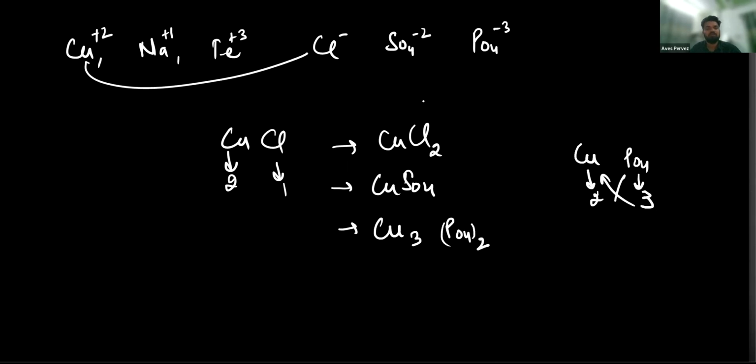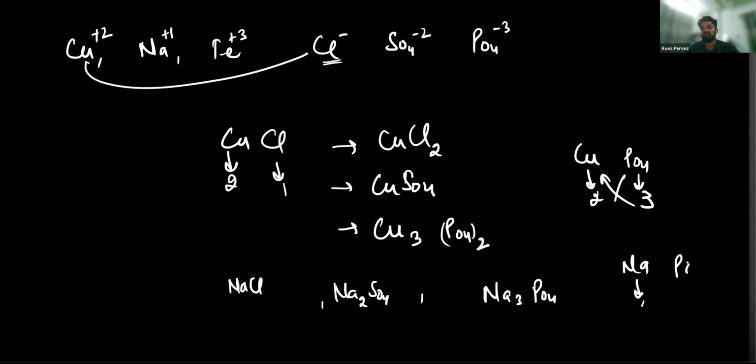You are also studying. What should be the formula when sodium and chlorine meet together? NaCl. And when sodium and sulfate meet? Na2SO4. Very good. And the last one, Na3PO4. Why? Because Na has valency 1, and phosphate has valency 3. You cross multiply, you will get Na3PO4. Similarly, do it for the iron.